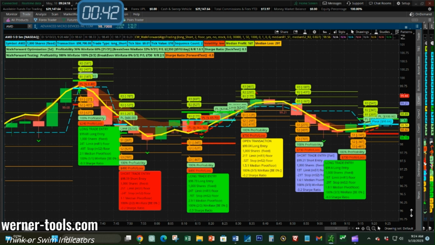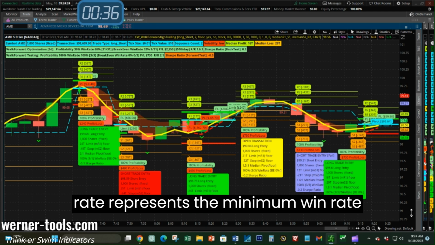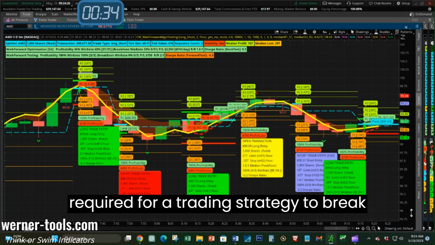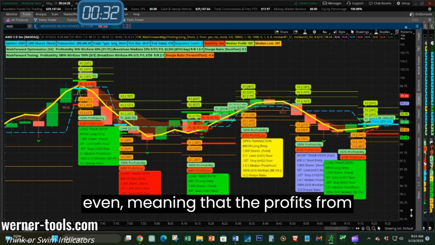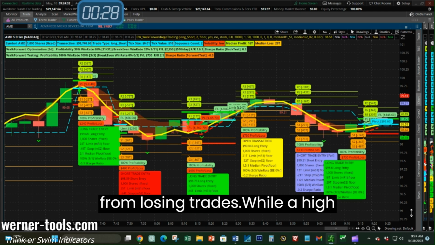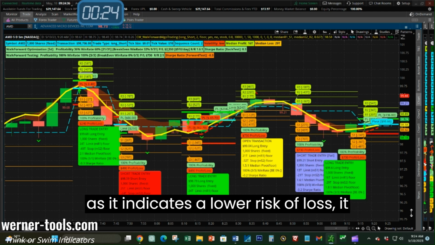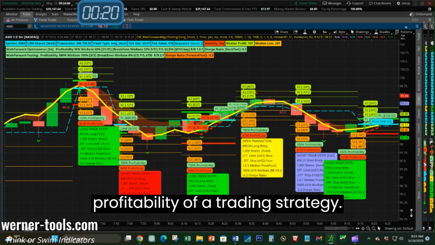Higher break-even win rates can often produce lower profitabilities because break-even win rate represents the minimum win rate required for a trading strategy to break even, meaning that the profits from winning trades are equal to the losses from losing trades. While a high break-even win rate may seem desirable as it indicates a lower risk of loss, it can also limit the potential profitability of a trading strategy.